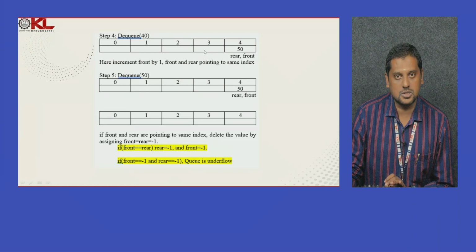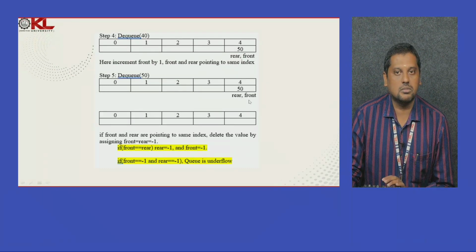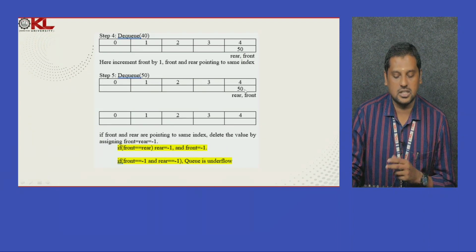Once if value 40 is being dequeued here, be very clear, front value is being incremented. So once the front value is being incremented, my front and rear points to the same index. Now what is my last step here? I have only one element in the queue where front and rear is pointing to the same index. I need to dequeue one element from the queue. So if I dequeue this particular element, what happens here? My front will be incremented. If I increment my front value will be greater than the rear.